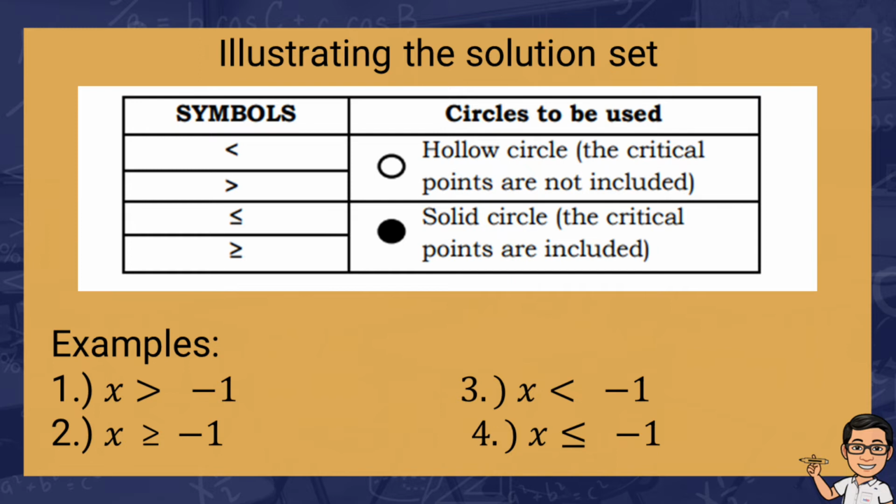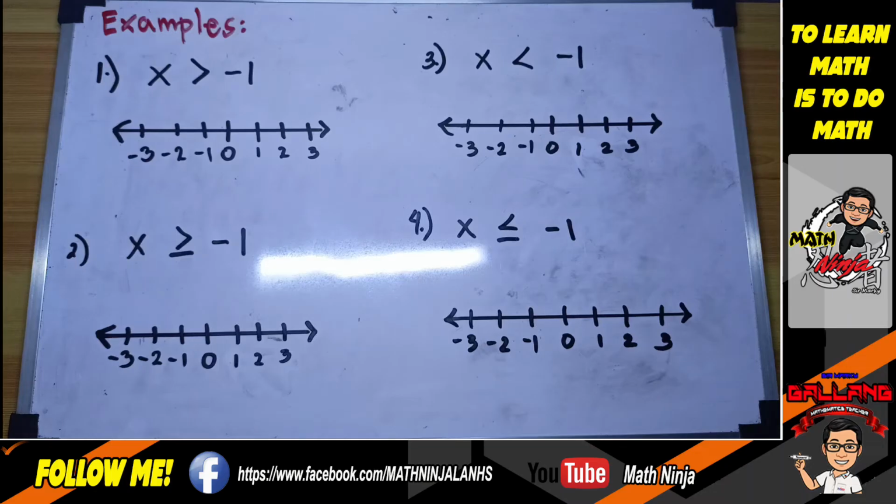And if the symbols used are less than or equal or greater than or equal, ang gagamitin nating circle ay solid circle. Okay, i-try natin mag-graph gamit ang number line. Okay, so here are our examples. So, try natin silang i-plot sa ating number line. So, we have x is greater than negative 1.